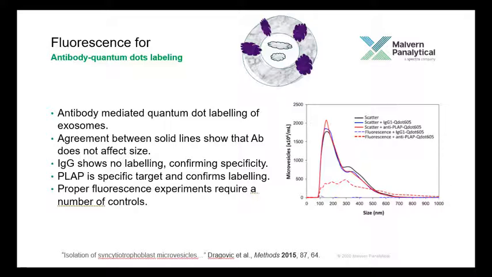In this example here, shown on a graph, is antibody-mediated binding of quantum dots to a microvesicle sample. The agreement between the three solid traces indicates that the addition of the antibody does not itself influence the sample particle size distribution. The fluorescence measurements of the IgG shows no results, meaning no particles were labeled, confirming the specificity of PLAP on the labeled vesicles. The study highlights the importance of controls required to confirm the specific labeling of the intended target on the vesicle.